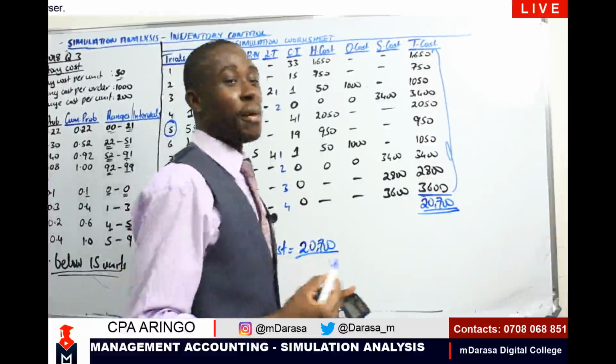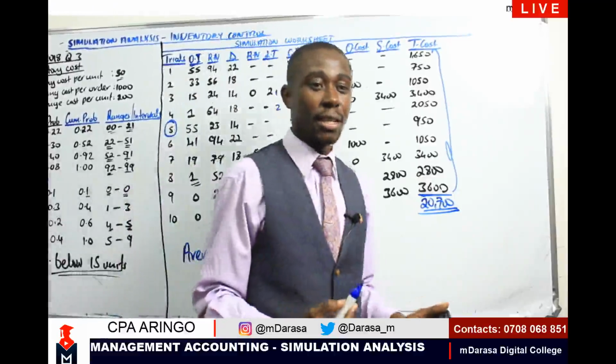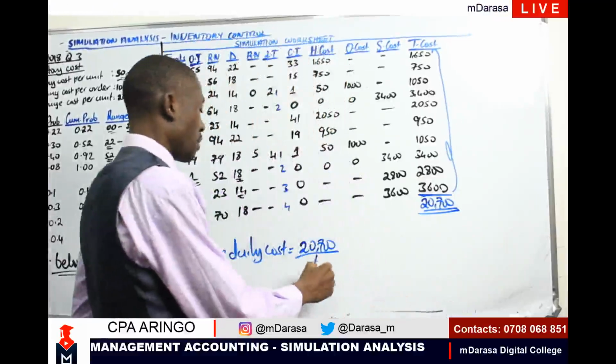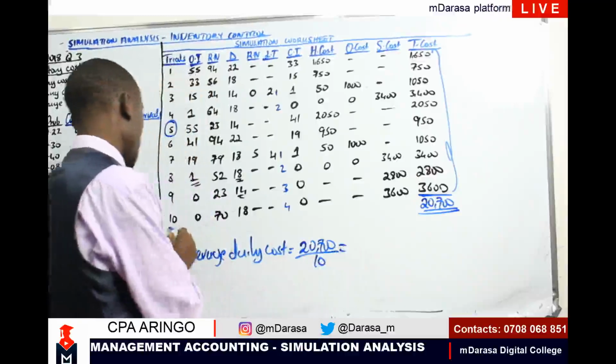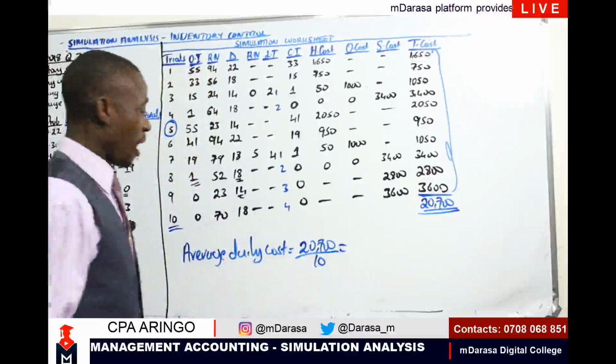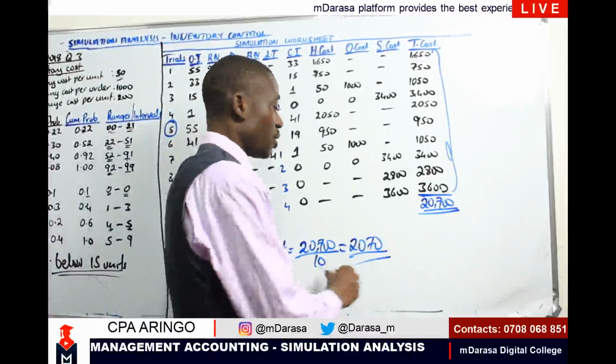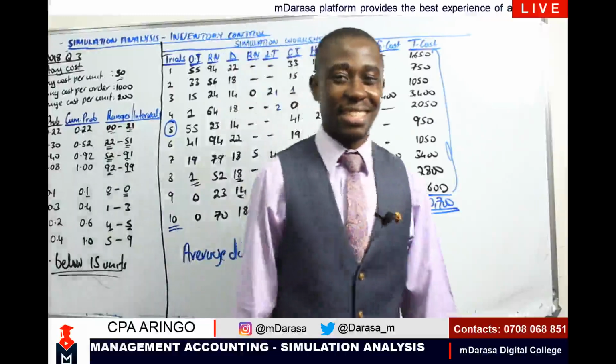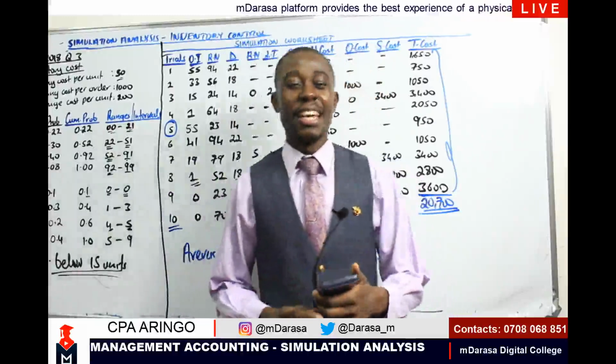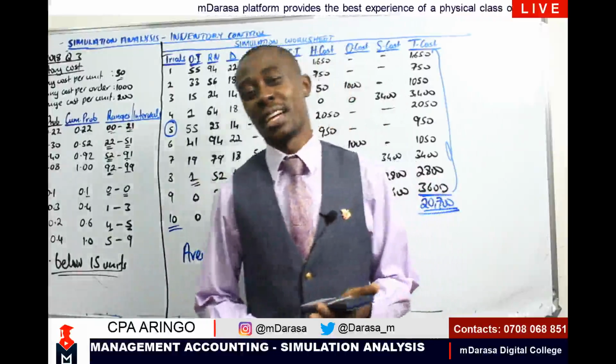So our average daily cost, I should be having the total cost of 20,700. We divide by the number of days given, which was 10 days, right? So our average daily cost, we should be talking of how much? 2,070. And that is what you are required to do in that question.